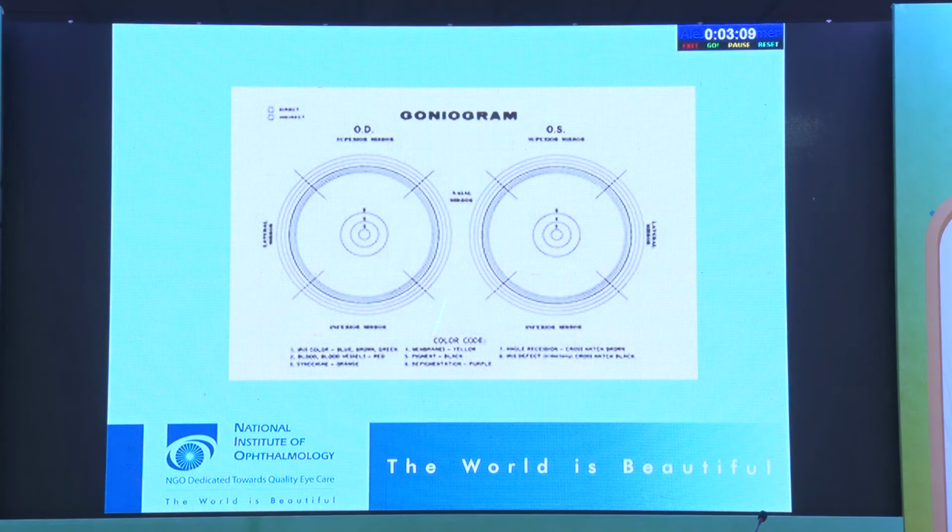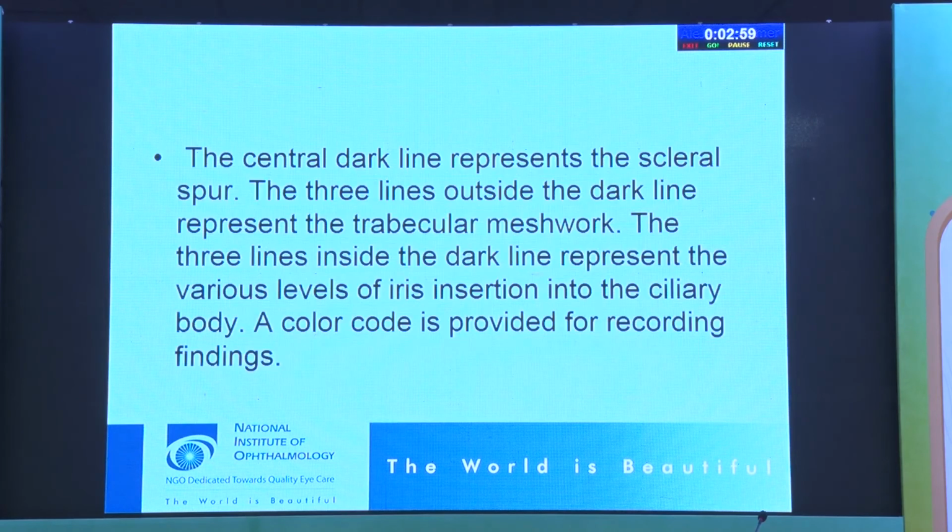This is also interesting. As I told you, the scleral spur is the most important structure. So this dark circle represents the scleral spur, and then there are 3 circles outside and 3 circles inside. The central dark line represents the scleral spur, and the 3 lines outside the dark line represent the trabecular meshwork. The 3 lines inside the dark line represent the various levels of iris insertion in the ciliary body, and a color code is provided for recording the findings.